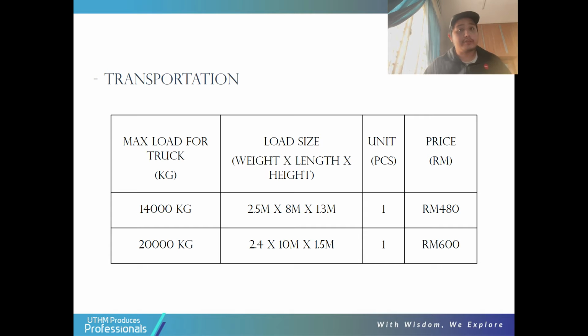Next is transportation. We have two types of truck, with different max loads. The first truck has a max load of 14,000 kilograms, and the second truck a max load of 20,000 kilograms. The 14,000 kilogram truck will cost us around 480 ringgit, and the 20,000 kilogram truck, which is equal to 20 tons, costs us around 600 ringgit.